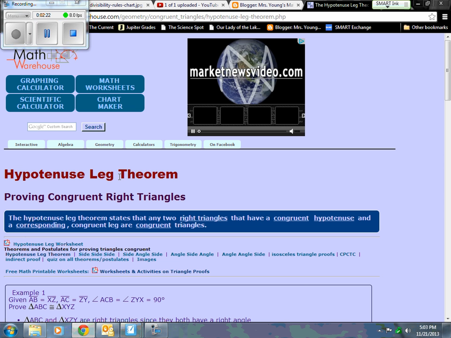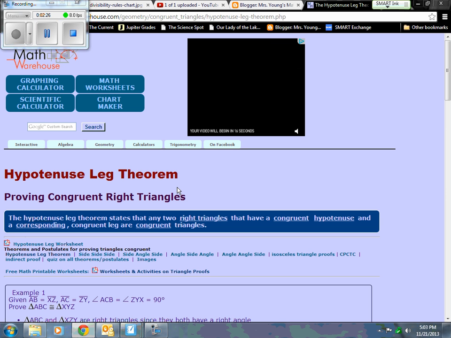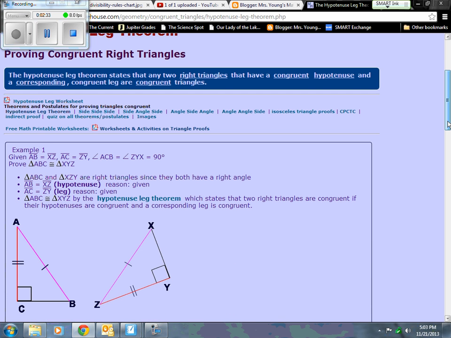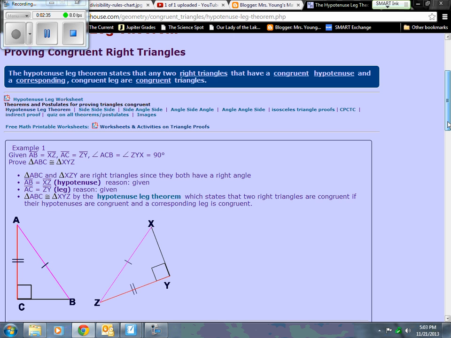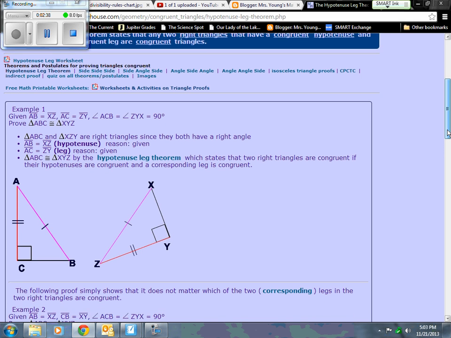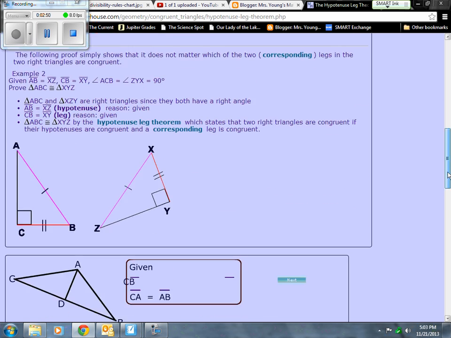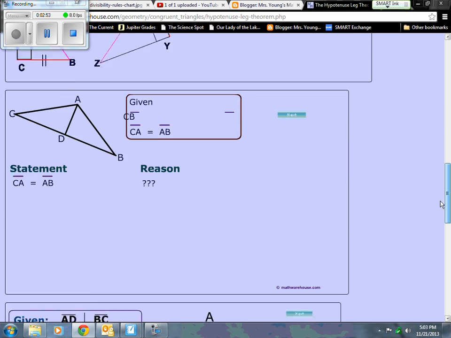So for this lesson, instead of having my normal proofs on my smartboard lesson, I actually have this great website. It's called the Math Warehouse. It's got wonderful proofs actually on here. So the first thing is you can go through and we can actually look at some of these different triangles. It's just re-explaining what the hypotenuse leg theorem states. But then further down, it will help bring you through a proof of this.